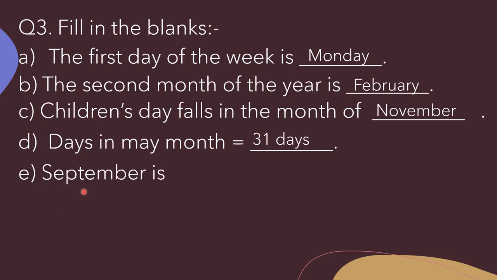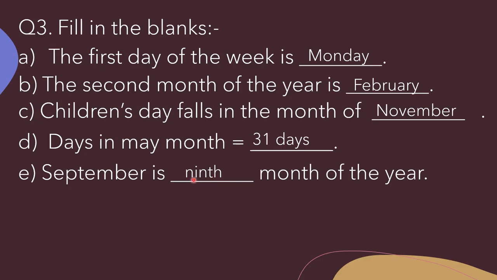Now E part. September is dash month of the year. Now we have to open our fingers and count the months' names. So let's start. January, February, March, April, May, June, July, August, September. So September is the ninth month of the year. Here we need to learn the spellings of ordinal numbers. Ninth, ninth month of the year.